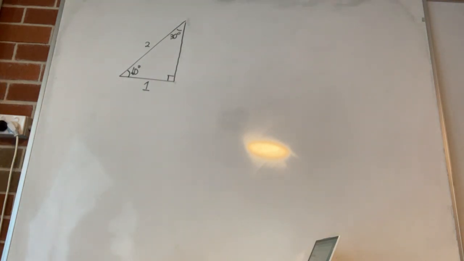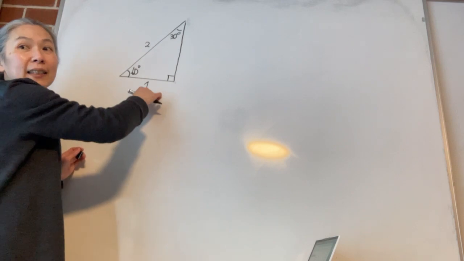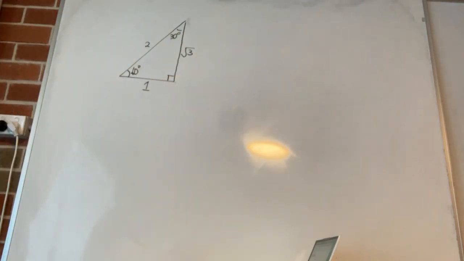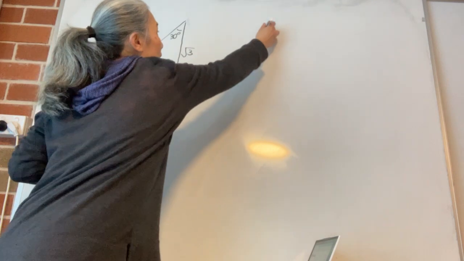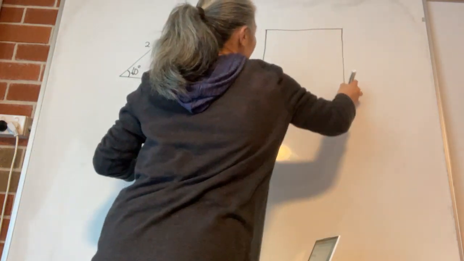After we have that, the next thing we are going to do is Pythagoras theorem. 2, 1, and this is going to be root 3. And that is your very first triangle. The second triangle is 45 degree. So you come from a square.